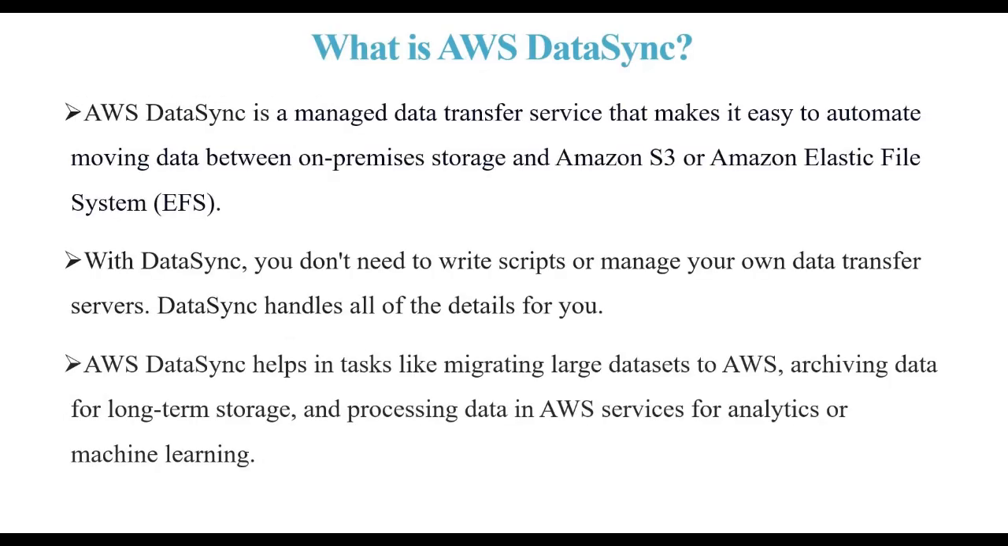AWS DataSync is a managed data transfer service that makes it easy to automate moving data between on-premises storage and Amazon S3 or Amazon Elastic File System. It's a data transfer service that can also move data from Amazon S3 or EFS back to on-premises. With DataSync, you don't need to write scripts or manage your own data transfer server. DataSync handles all of the details for you.